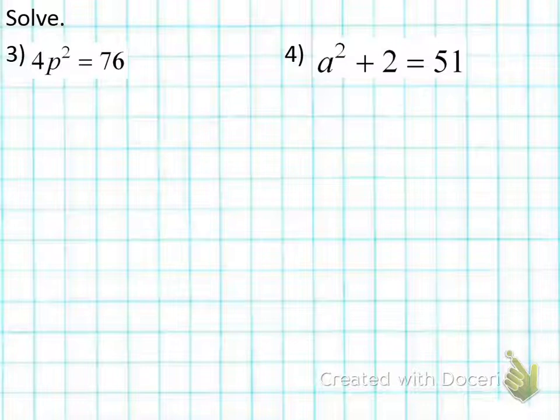Number 3, do you notice that there's a B term? Yes or no? There's no B term, right? There's an A and there's a C. So what would you do? Turn to your neighbor, tell them what would you do first?